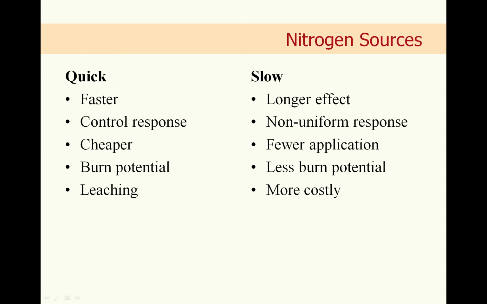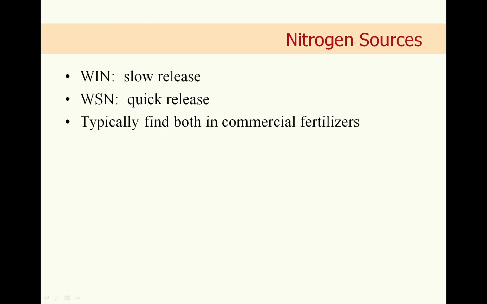into the groundwater. Slow release sources have a longer effect. One problem would be a more non-uniform response. Because they release kind of randomly over time, you might not get quite the response you're looking for. You can make fewer applications, which is a savings in labor and time, because they're going to release over time. There's less burn potential, so there's not this risk of burning down leaf material. They can also be more costly due to the processes that are needed to make them.